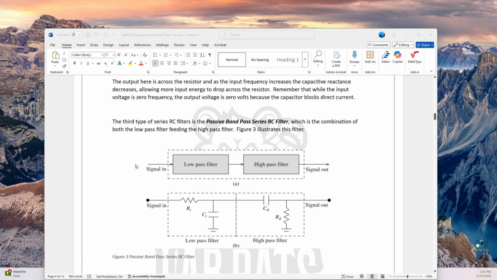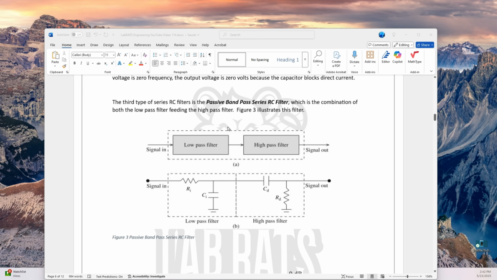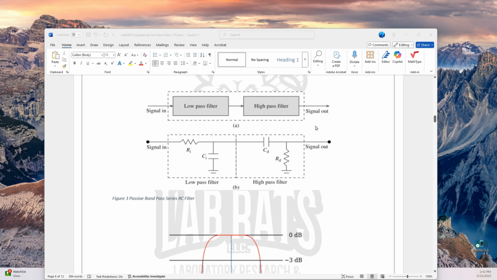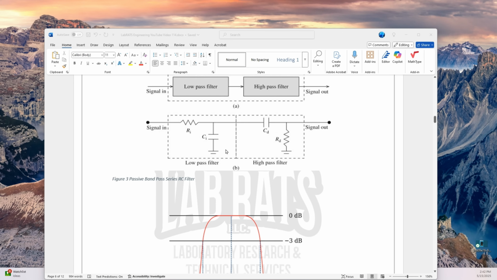The third type of series RC filter is the passive bandpass RC filter, which is the combination of both the low-pass filter feeding the high-pass filter, as seen in figure 3. We have the low-pass filter, which is everything from 0 to 20 kHz, and we have the high pass, which is everything from 20 hertz to infinity. And those thus are the upper and lower boundaries of the human ear, and that's what we're designing a bandpass filter towards.